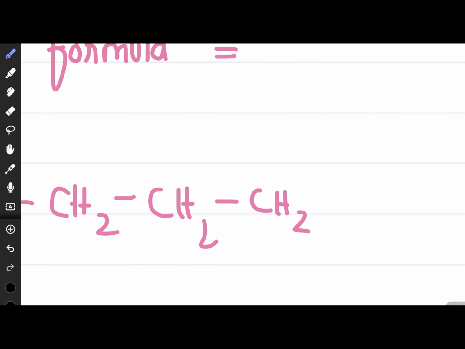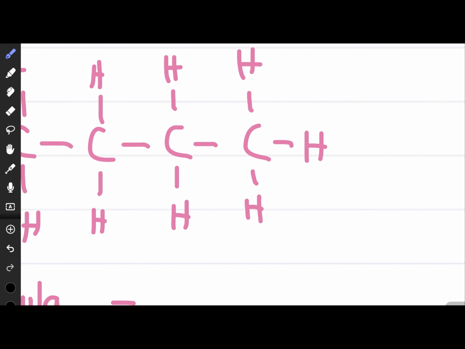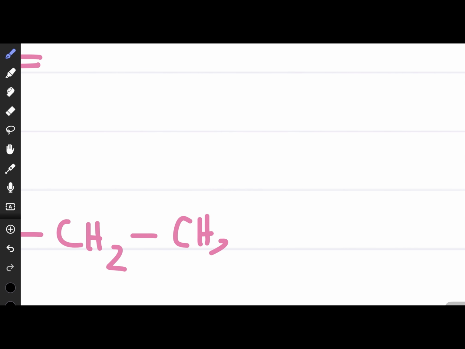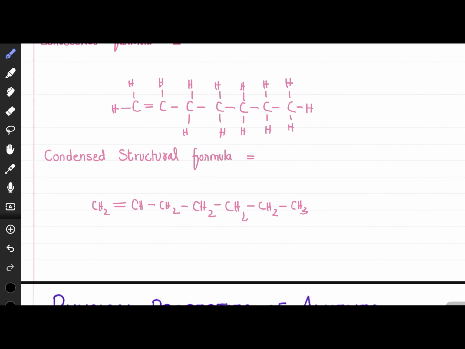And then we're going to draw the single bond again, and this is CH3 written at the right side of this single bond, so we're going to write CH3. And this is how we have completed the condensed structural formula.